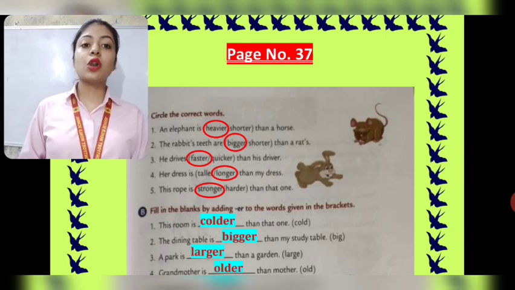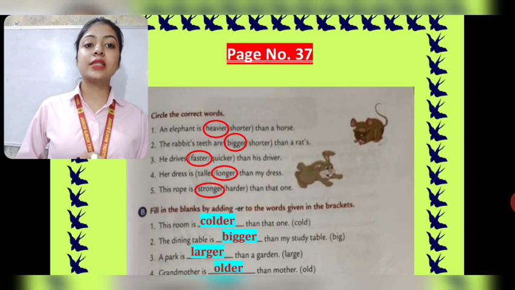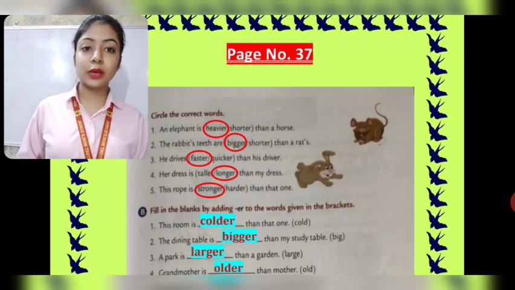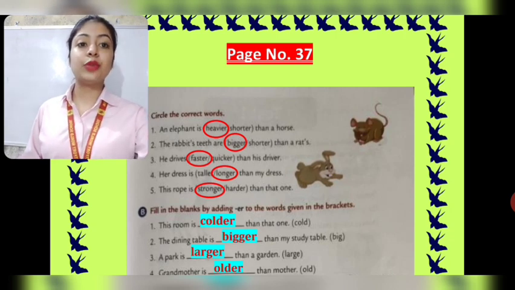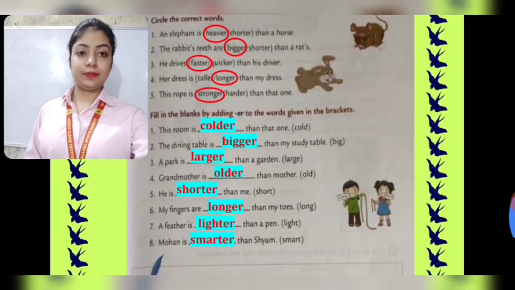Fifth, this rope is stronger or harder than that one. What will come now? This rope is stronger than that one. Stronger. Stronger is the correct word which we have to circle here.